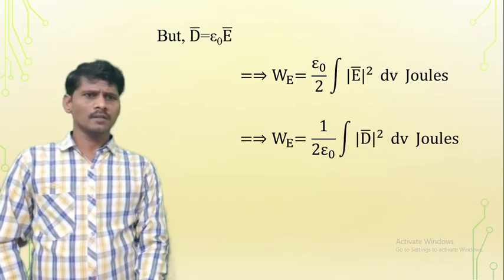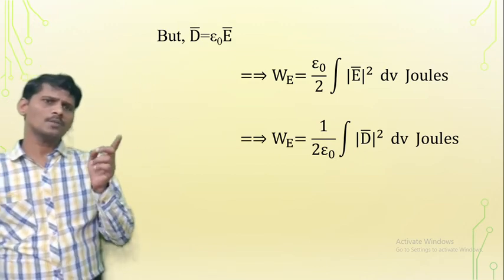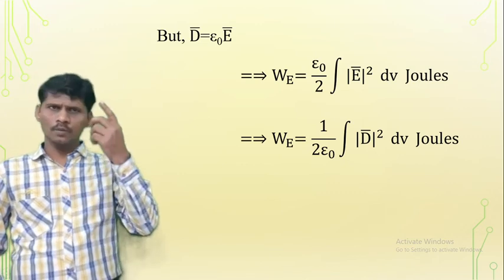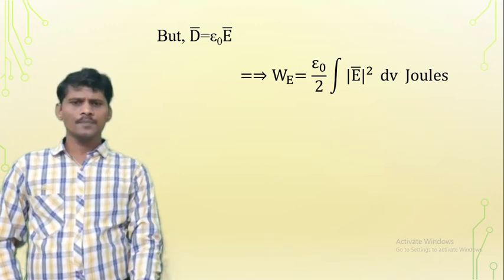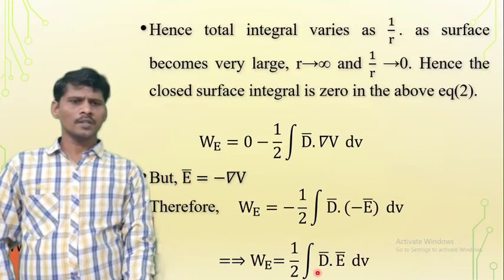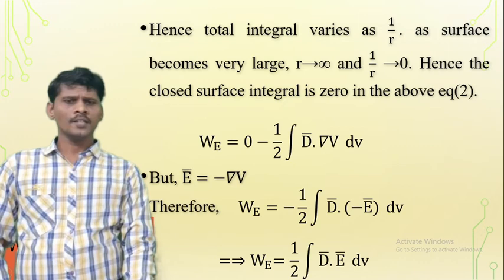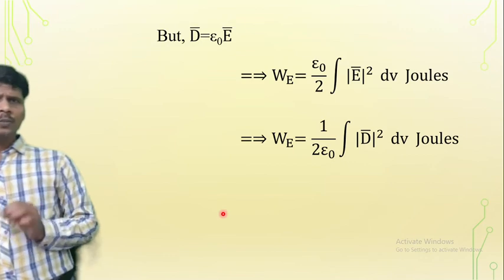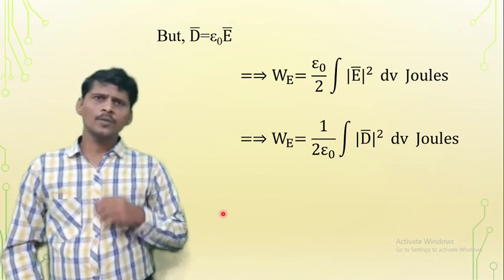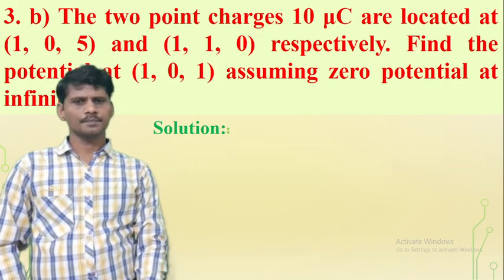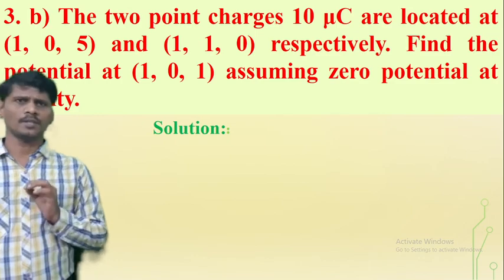And one more expression: D bar is equal to epsilon naught into E bar, so E bar is equal to D bar by epsilon naught. Substitute E bar is equal to d bar by epsilon naught into this equation. We get another expression for the energy stored: W is equal to 1 by 2 epsilon naught volume integral of magnitude of D square into dV. So that is the question number 3A explanation.